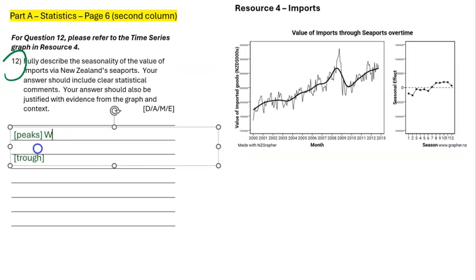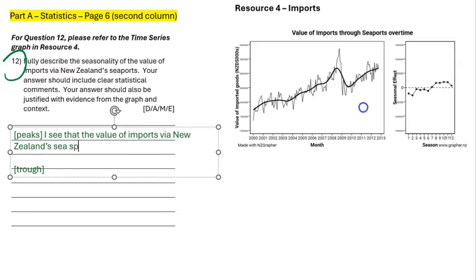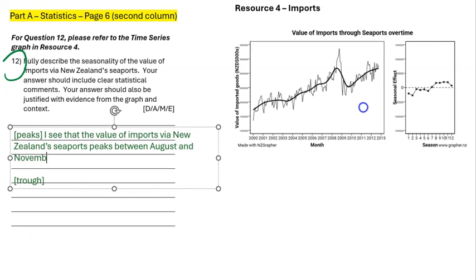So the way I always do is I always talk about what I can see. That's my statistical comment. So I see that the value of imports via New Zealand's seaports peaks between August and November each year. So that's my statistical comment. That's one of my achieve marks.